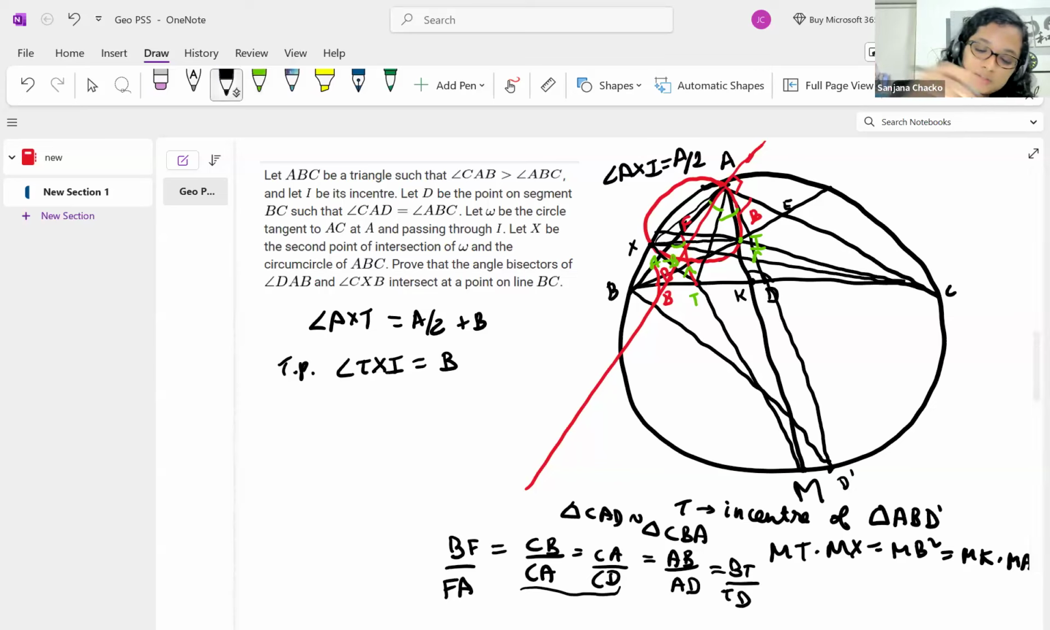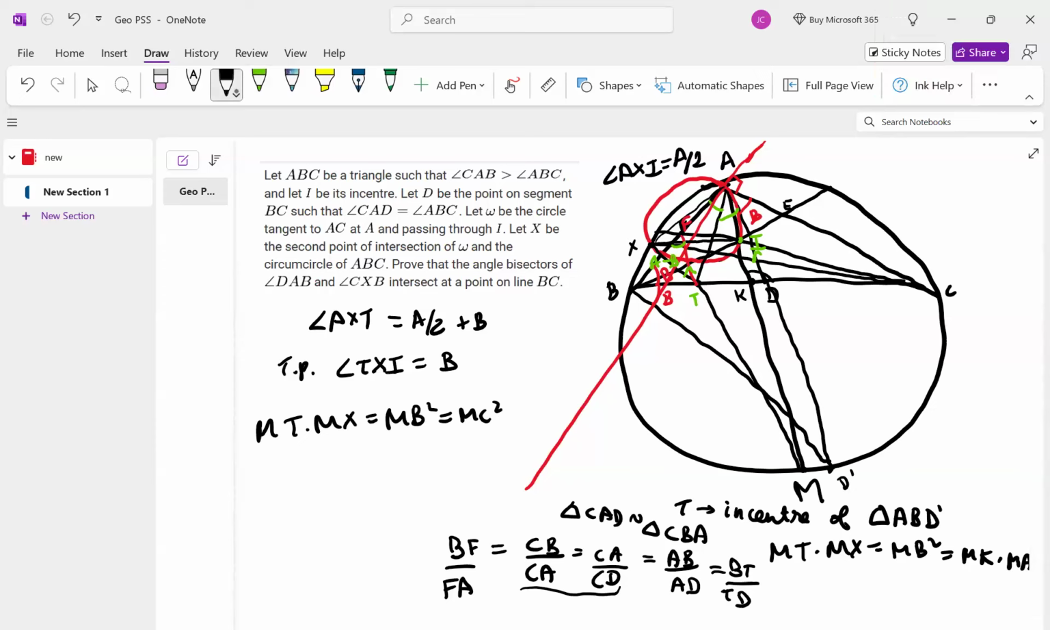And also remember that you have MT times MX is equal to MB squared is equal to MC squared. But what else could MB and MC be equal to, especially in this picture? MI, by the incenter-excenter lemma. Exactly, MI. You can angle chase that. It's the incenter-excenter lemma. You just find this angle, and both of these angles are equal, so MB is equal to MI.